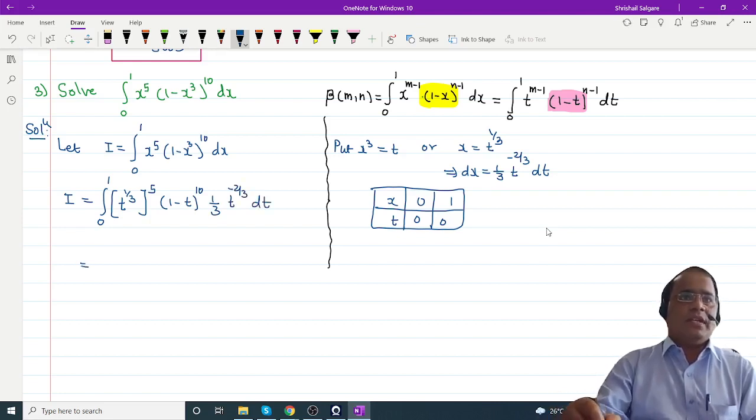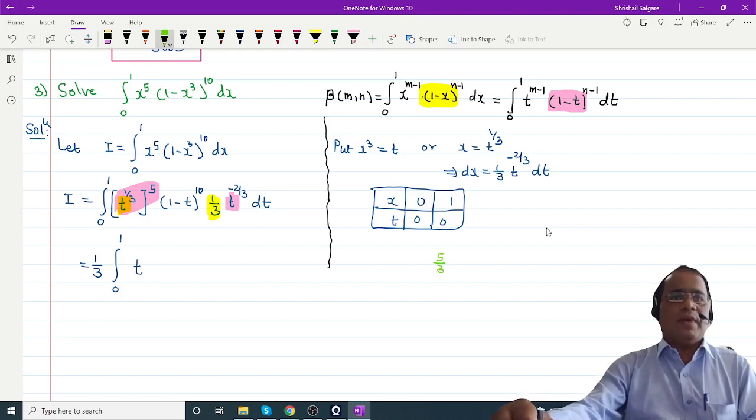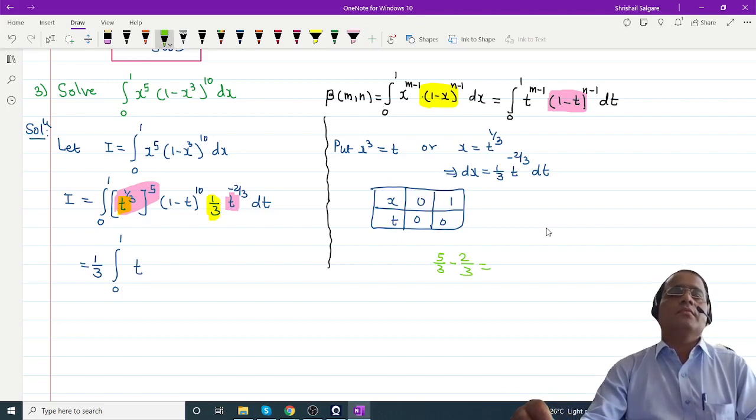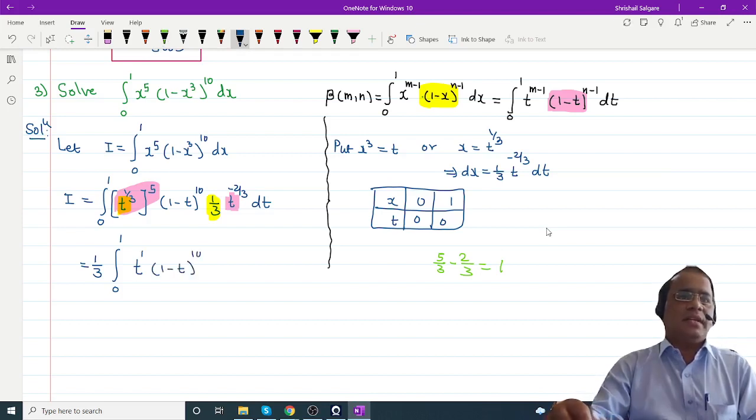Now from all these I will take this 1 by 3 outside the integral because that is a constant. So 1 by 3, integral 0 to 1. Suppose I am collecting the terms of t together. Here I have one t term, and here I have the second t term. So what is the power altogether? 5 by 3 minus 2 by 3, what will it come? It is 1. And the second one is 1 minus t raised to 10 dt.